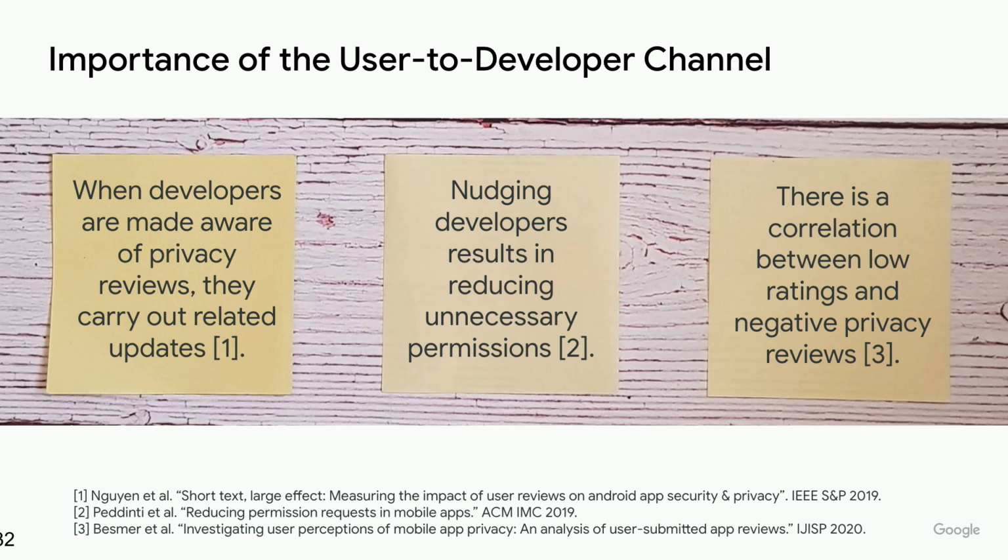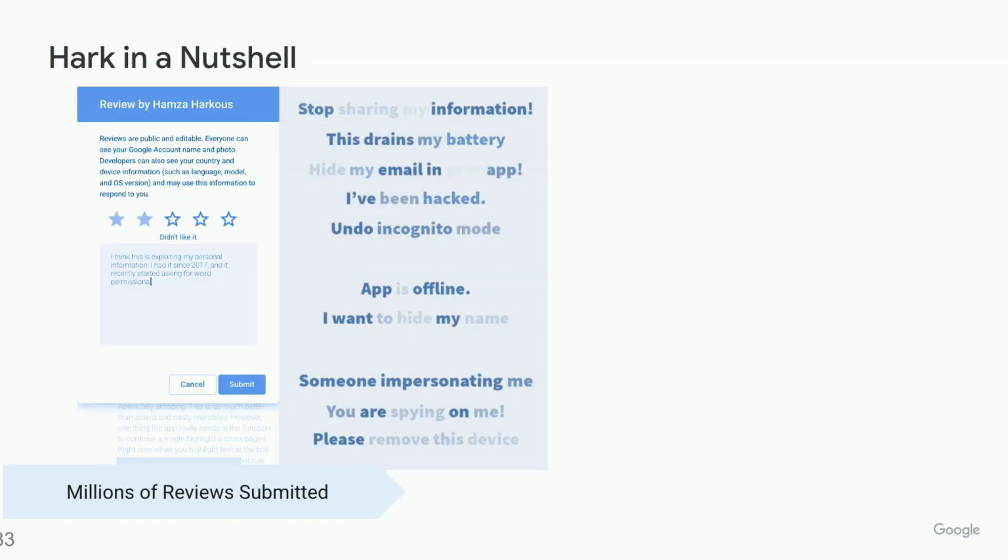The technology didn't really pull out a lot of the privacy reviews, but the ones they did show that the developers responded. So that was very motivating. I already told you about the second study, that developers are responding to the nudge that's been built into the developer console. And there are other studies that show that negative privacy reviews correspond to low ratings, and developers do care about their ratings. So there's a lot of motivation to try to look at reviews and see what you can do.